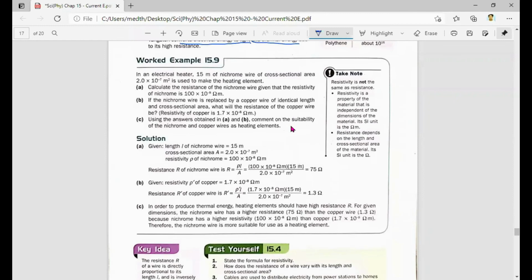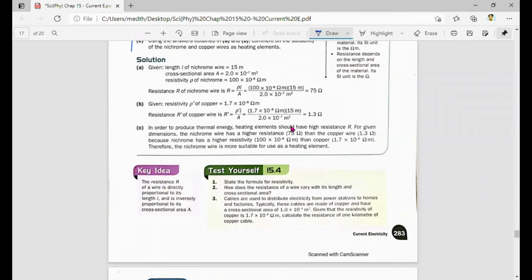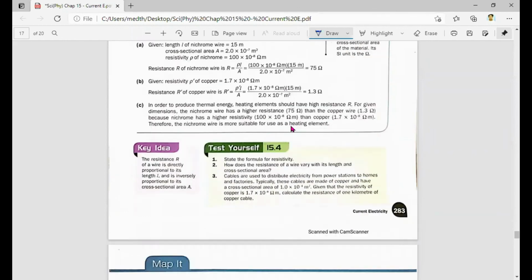Okay, so work through example 15.9. Do take some time to look through this, because you start to see all the numbers like this, figure out what they're doing here. It's not very, very difficult, but this gives you a very good example of how you can use those values given to you to calculate resistivity, current, length, resistance, cross-sectional area and so on. So key idea, resistance is directly proportional to length, and inversely proportional to the cross-sectional area.